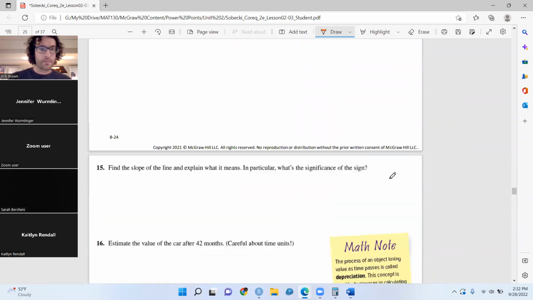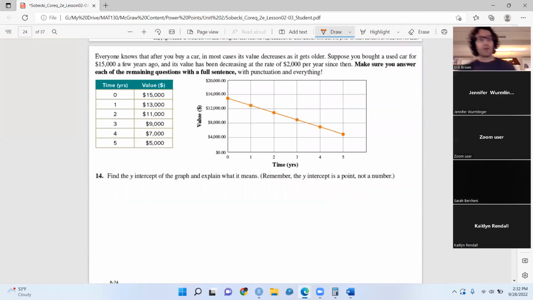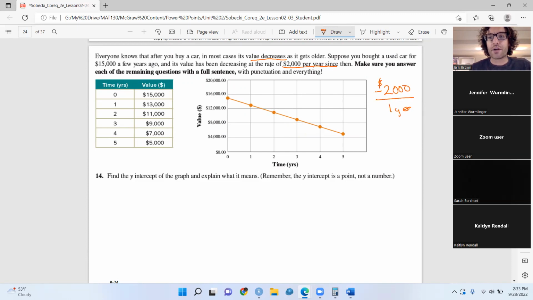Okay, all right, so now we're going to switch gears. We're going to look at a new question. Here we're looking at a car. We know it decreases in value over time as it gets older. So we're going to say we bought a car for $15,000 and it decreases at a rate of 2,000 per year. Notice decreasing would be a negative number, negative 2,000 per 1 year.